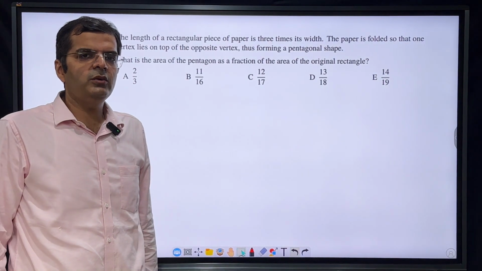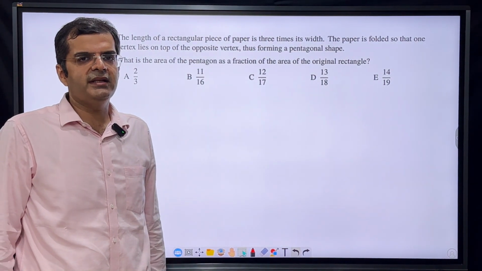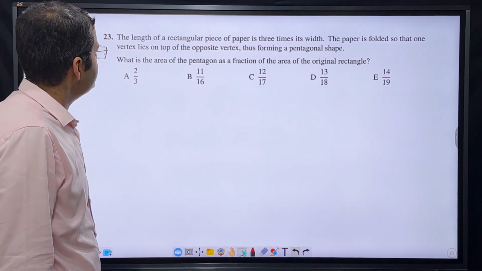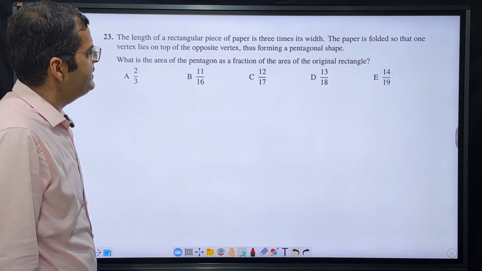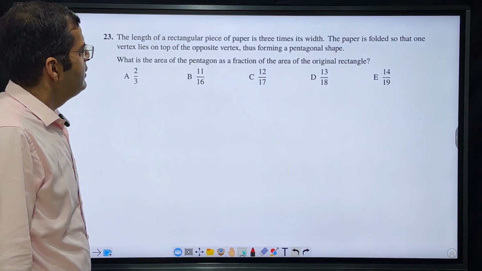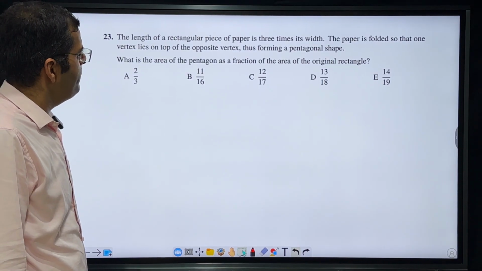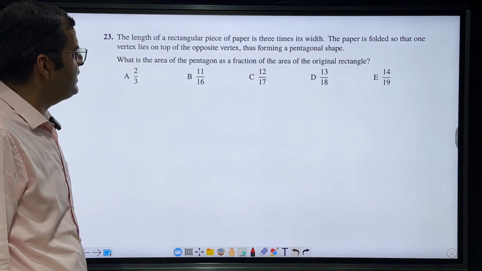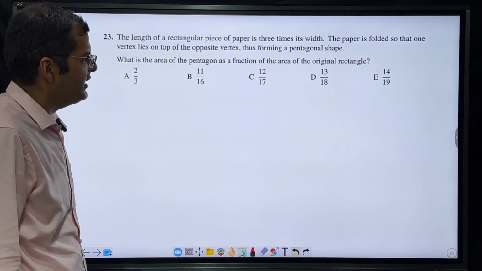So this is the 23rd question of the UKMT exam for the Senior Mathematical Challenge for the year 2023. The question says the length of a rectangular piece of paper is 3 times its width. The paper is folded so that one vertex lies on top of the opposite vertex, thus forming a pentagonal shape. What is the area of the pentagon as a fraction of the area of the original rectangle?